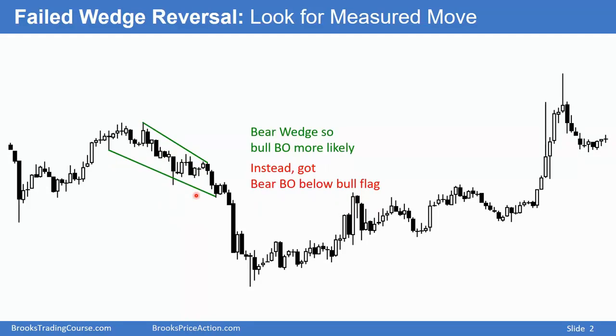A wedge bear channel, and therefore a bull flag, and it's more likely to get a bull breakout. Instead, look what we got. We got a bear breakout here, and an even stronger bear breakout here. So here we're getting a bear breakout below a bull flag.